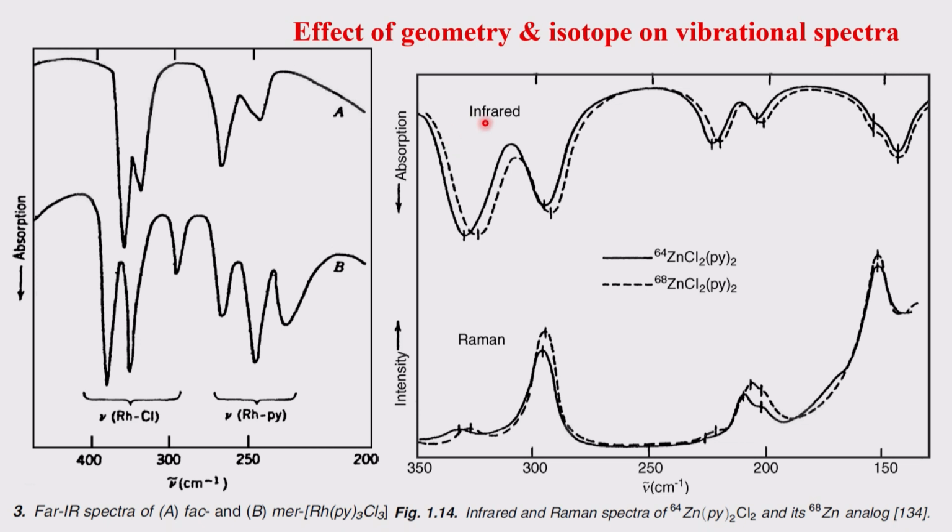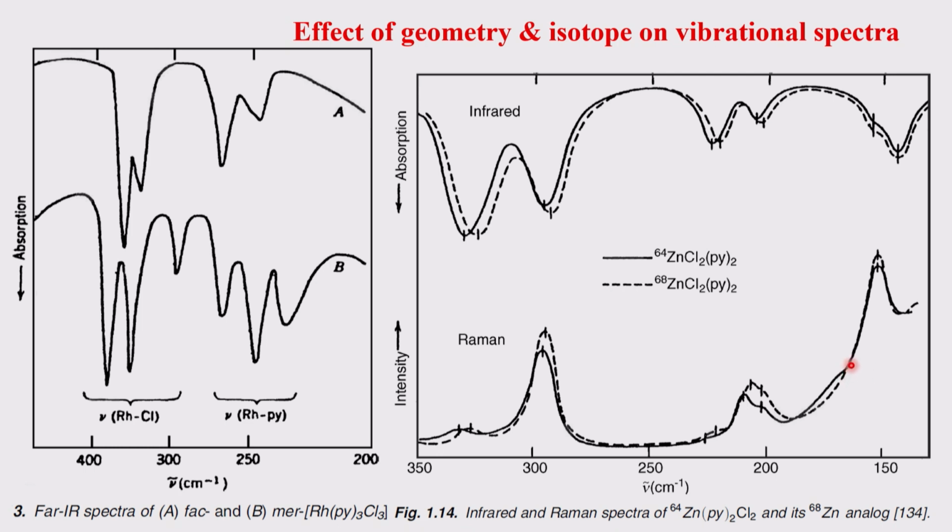Now look at one other example, the effect of geometry, which I have already shown, and here the effect of isotope. Let us come to the right side spectrum in this slide, which is a zinc dichloro-dipyridyl complex. It is a neutral complex, with zinc as zinc 2 plus and all four ligands, and zinc will not be square planar, for the reasons discussed; it is tetrahedral. At the top you have the infrared absorption spectrum, and at the bottom the Raman spectrum for the same.